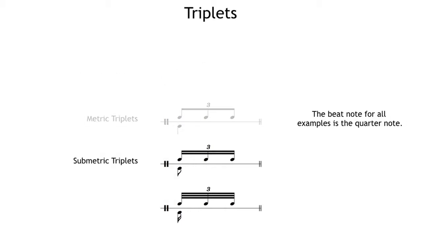Now, supermetric triplets I'll deal with in another video. Submetric triplets take a little bit of a different approach in order to perform them accurately. So let's talk about that approach. The way I like to approach submetric triplets depends on the context, whether it's an easy rhythm where it's just a submetric triplet that takes a certain amount of time and those take up an entire beat, or a more complex presentation, which I'll show you how to do in just a minute.